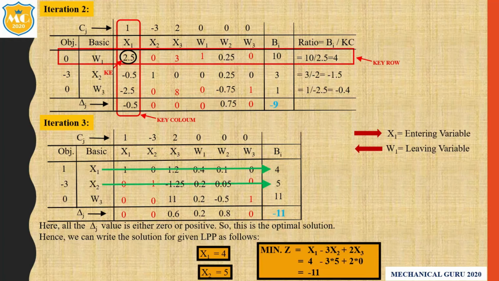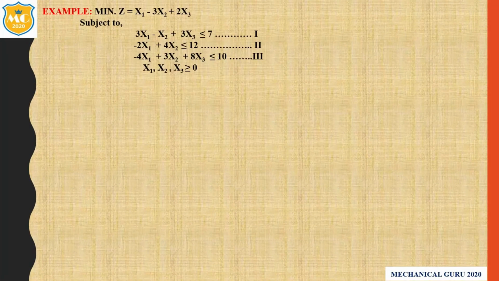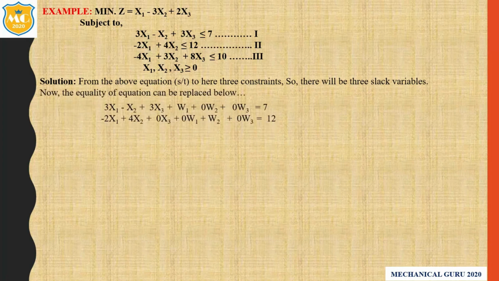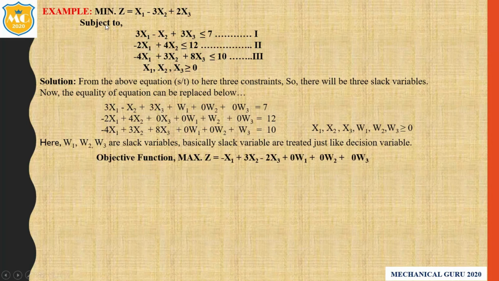Now the same example I will solve as a maximization problem. Let's see how to find it. Same equation. Here I will show you first. In the objective function, just multiply by minus 1. So the problem is converted from minimization to maximization. Just multiply by minus 1.